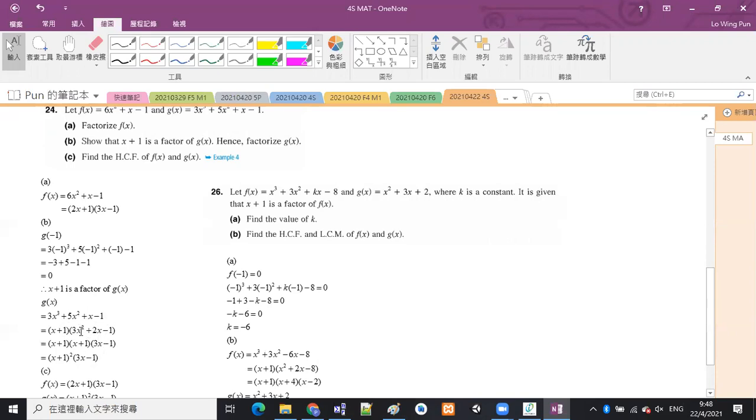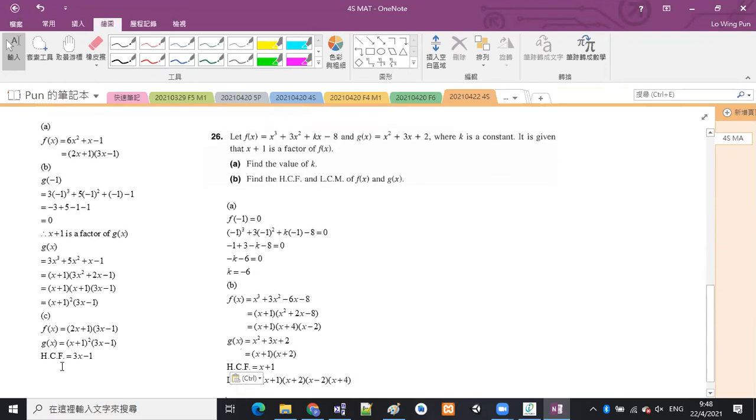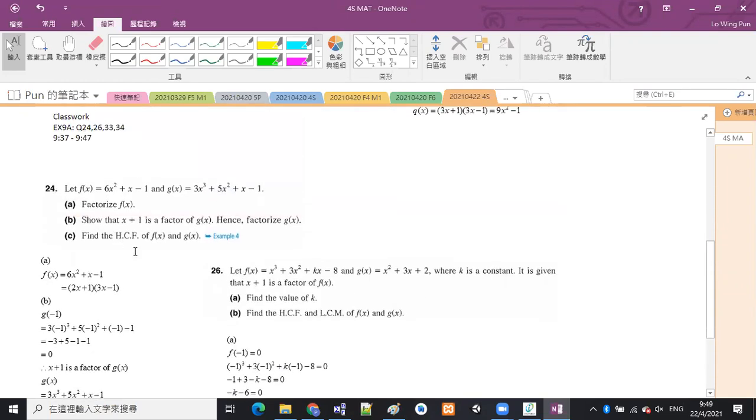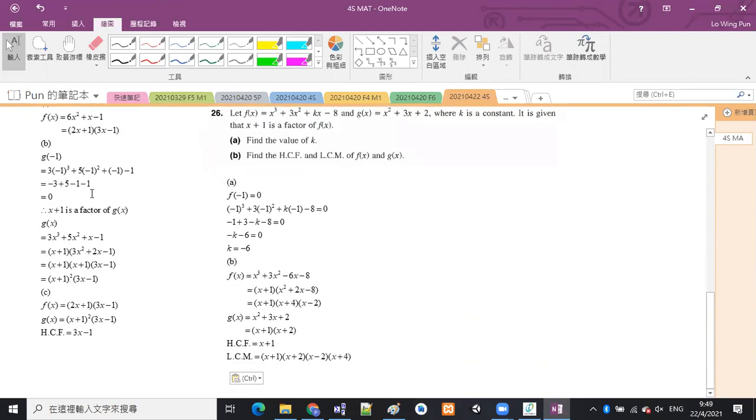The remaining factor is quadratic, so you have to further factorize it into a product of two brackets. And when you find the two factors are identical, please merge them into a single factor and then power 2, like this. And part C, find the HCF only, okay? When f(x) and g(x) are both factorized, you may find the HCF very easily. That is the highest common factor, which is 3x - 1.